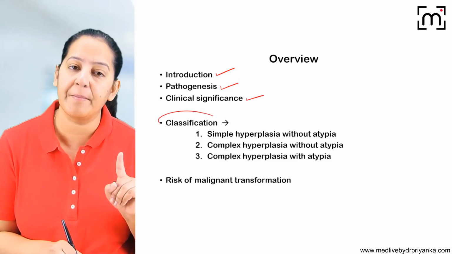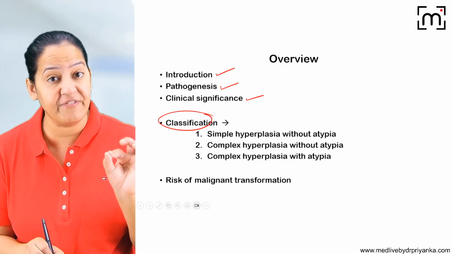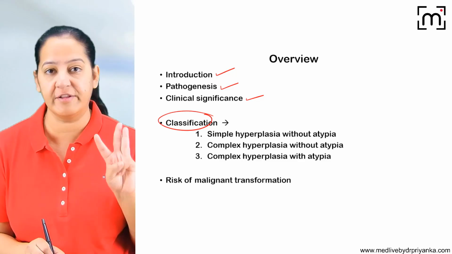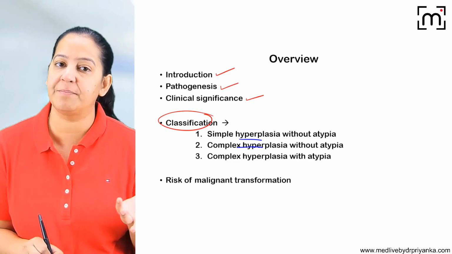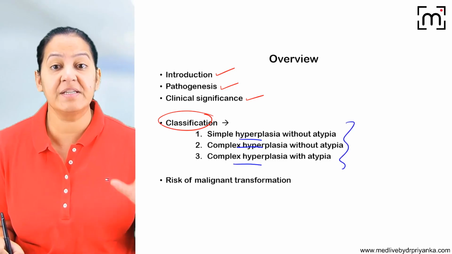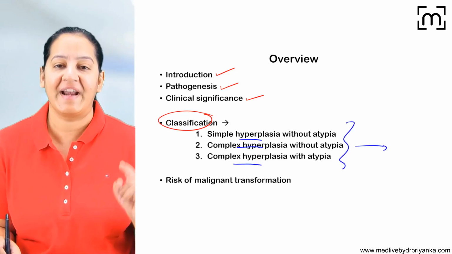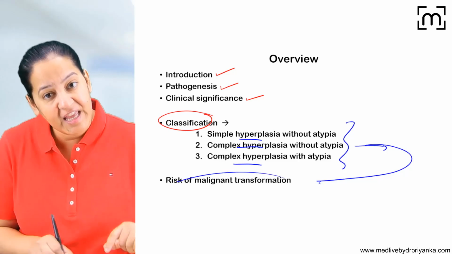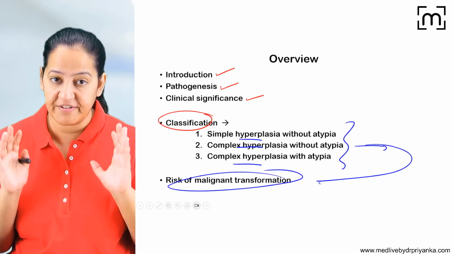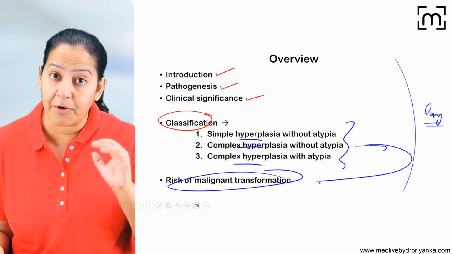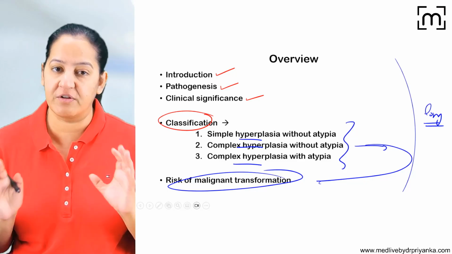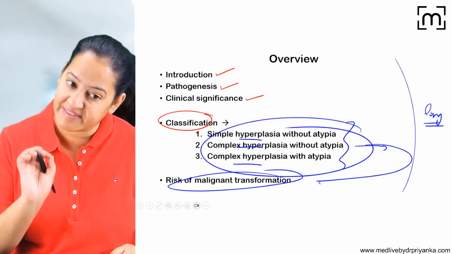Then we will see the ultra important, 5-star important, classification of endometrial hyperplasia. We divide it into three categories: simple hyperplasia without atypia, complex hyperplasia without atypia, and complex hyperplasia with atypia. And we have to see the histopathology image of all three, and then the risk of malignancy in each of them. So if it is a long question, you have to frame your answer under the following headings. And if it is a short question, whatever one of them is asked, you have to write that point only.